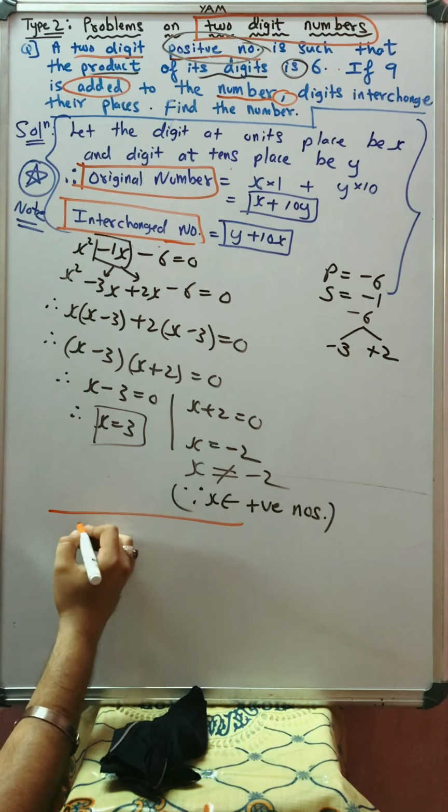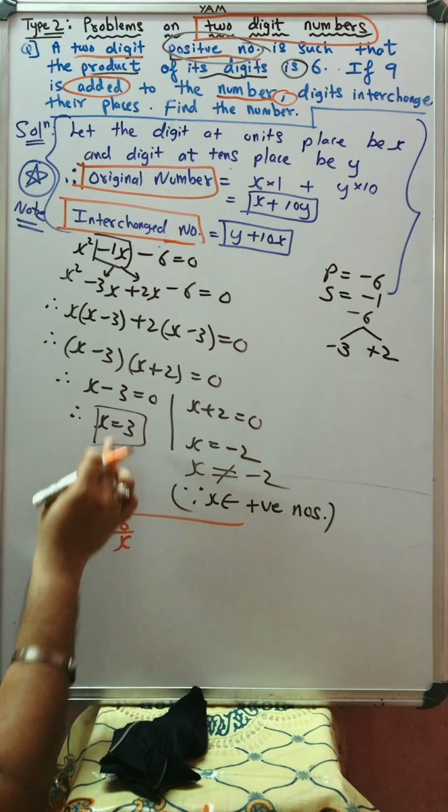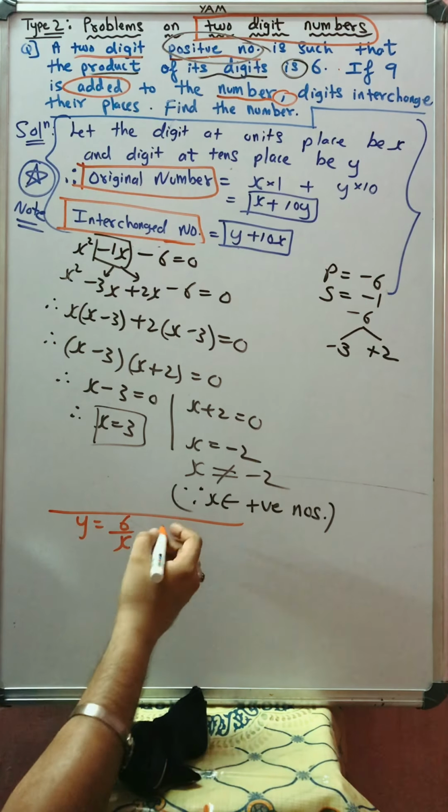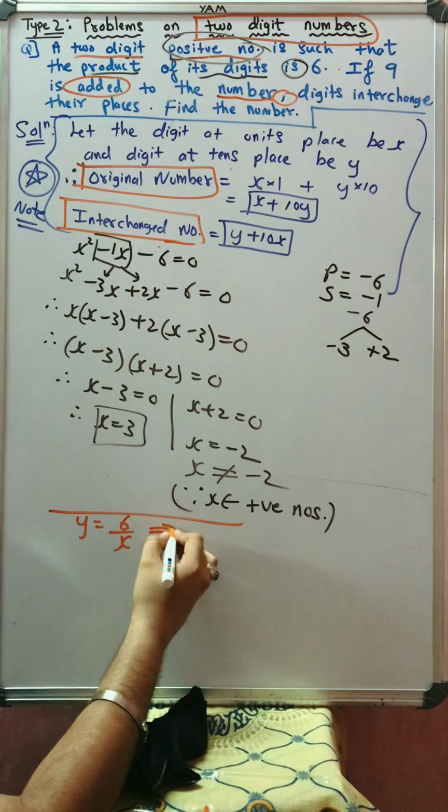It was given that y is equal to what? Y is equal to 6 upon x. We got the value of x as 3. So I don't have place, students. That's why I'm writing horizontally. So students, what will happen?